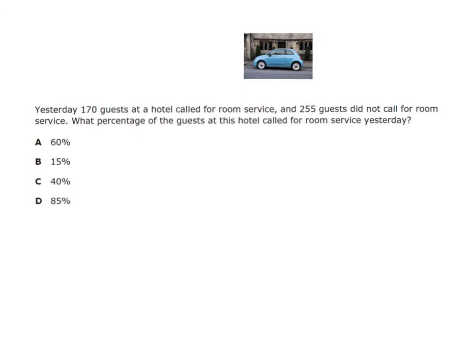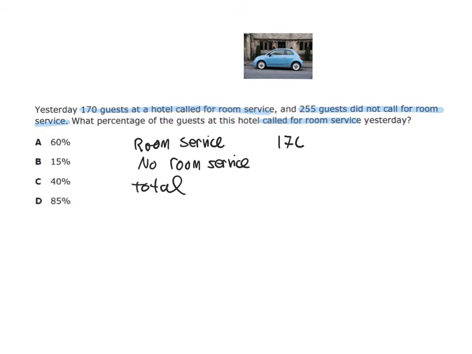Now let's see if we can use those percentages to solve a percent proportion problem. This problem tells us that 170 guests at a hotel called for room service, and 255 did not call for room service. We want to know what percentage of the guests at the hotel called for room service yesterday. So let's get organized. There were 170 guests that asked for room service, 255 that didn't, and adding those together, we can see that there were 425 total guests at the hotel.